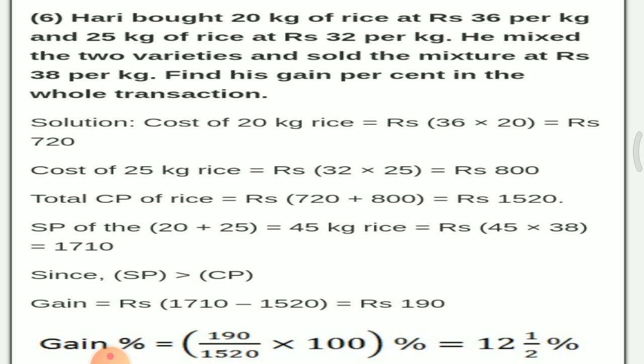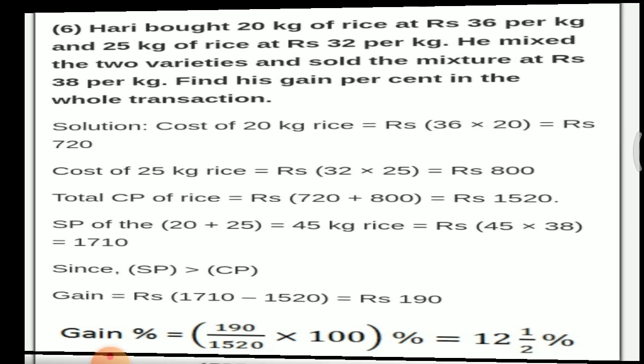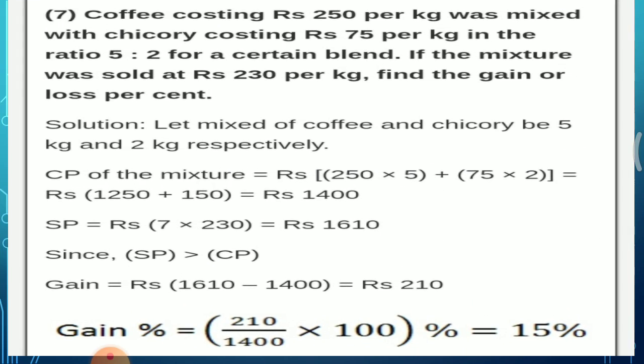Okay. Next question is that coffee costing rupees 250 per kg was mixed with chicory costing rupees 75 per kilogram in the ratio 5:2 for a certain blend. If the mixture was sold at rupees 230 per kg, find the gain or loss percent. Let mixture of coffee and chicory be 5 kilogram and 2 kilogram respectively.